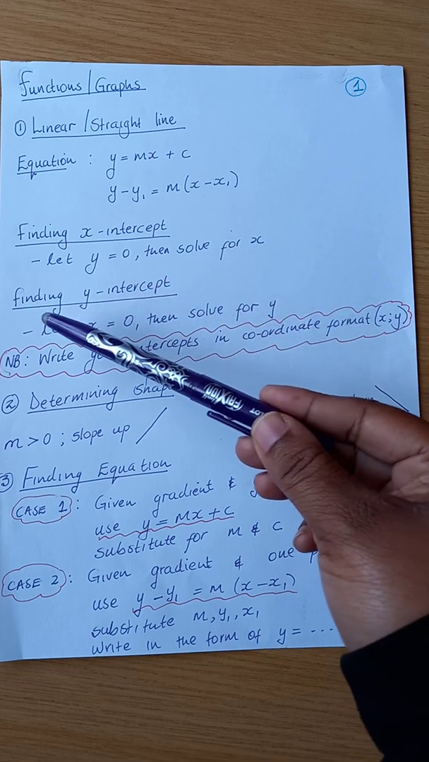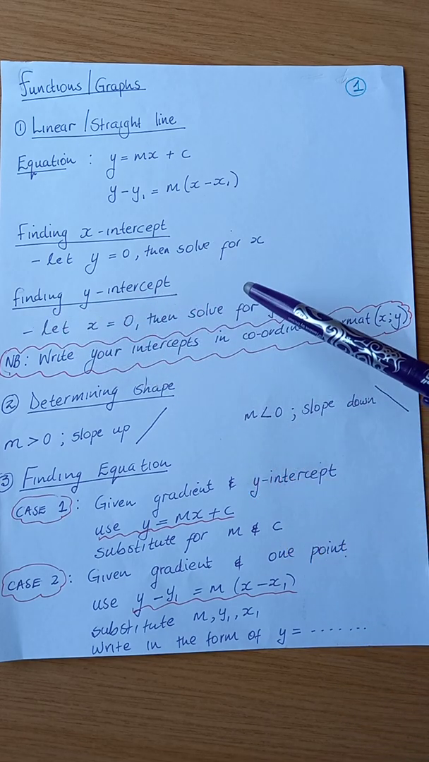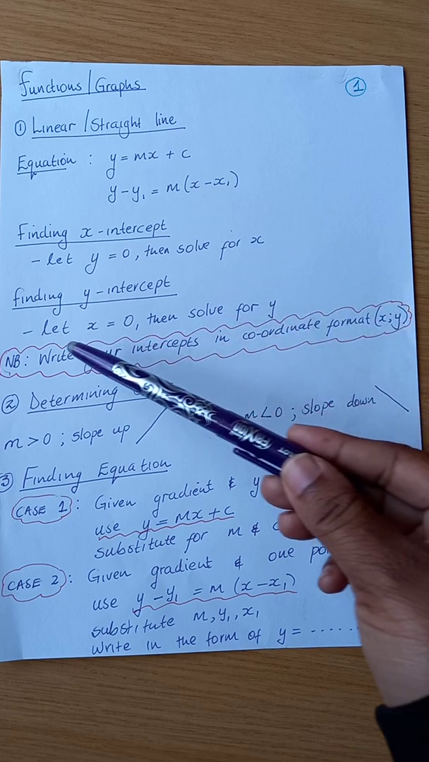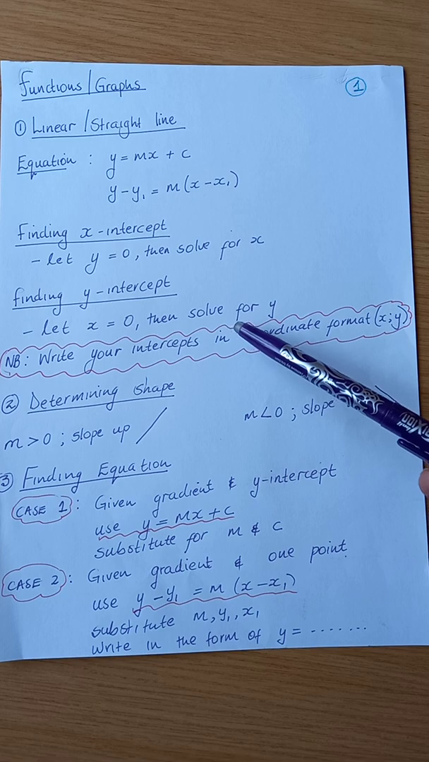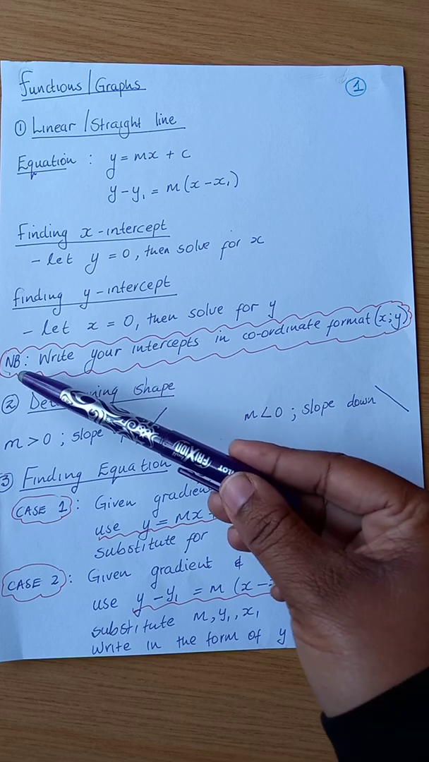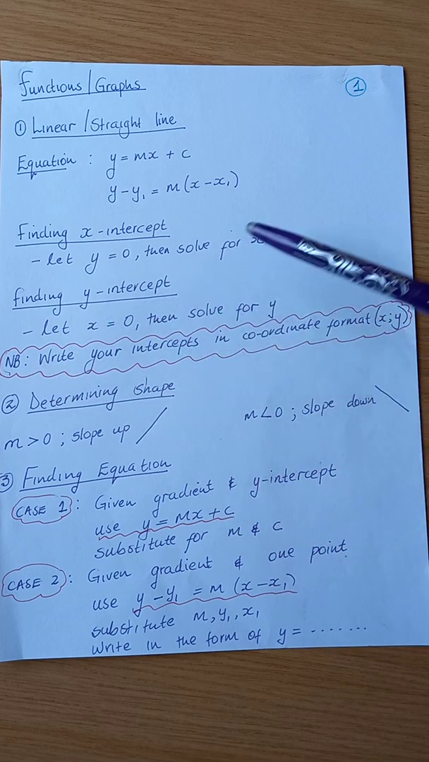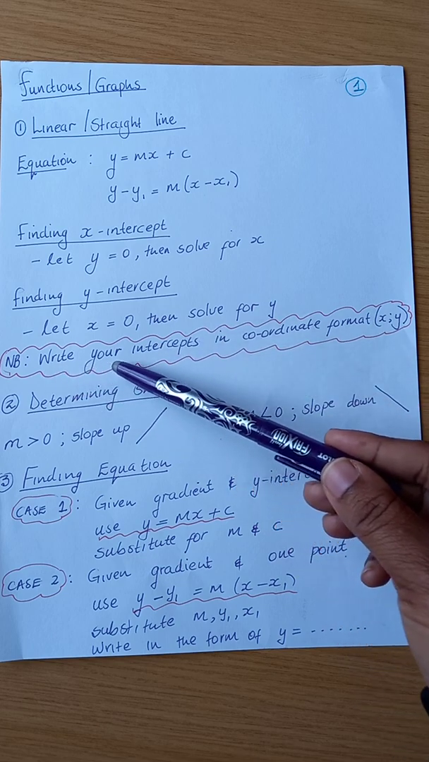Now the second point is finding the y-intercept. You take the very same equation that they give you, you let x equal 0, then you can solve for y. After you have found your x-intercept and y-intercept, you must write your intercepts in coordinate format.